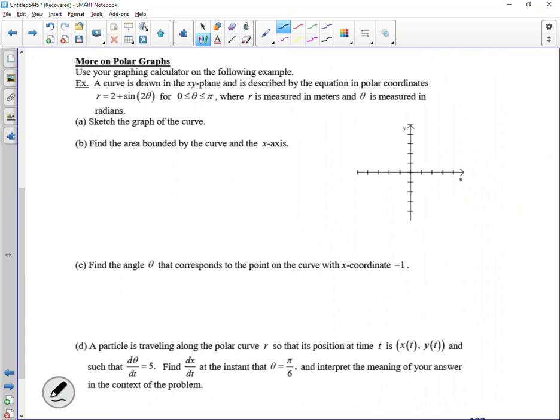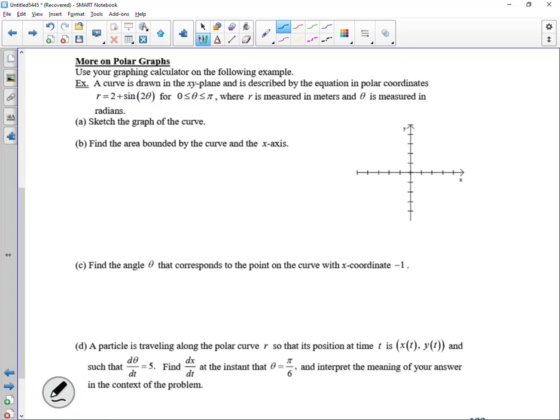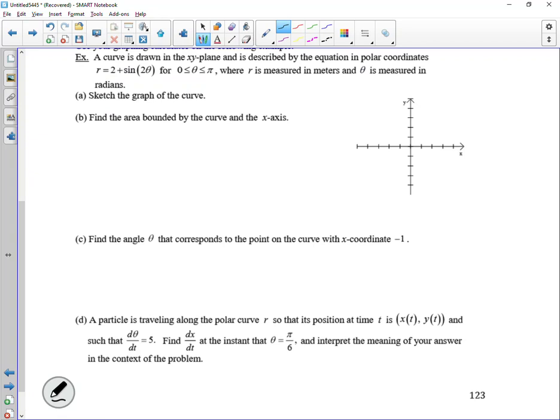Try this last question, and then we're done. I'll show you what the graph looks like of this. 2 plus sine 2 theta. I'll just show you.